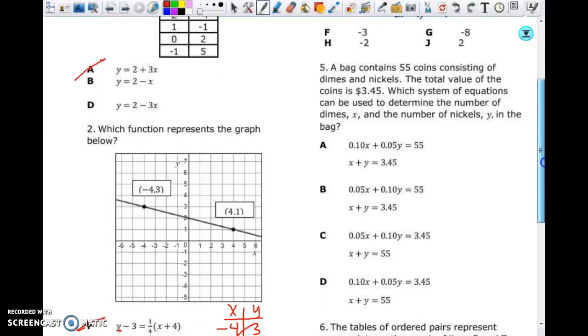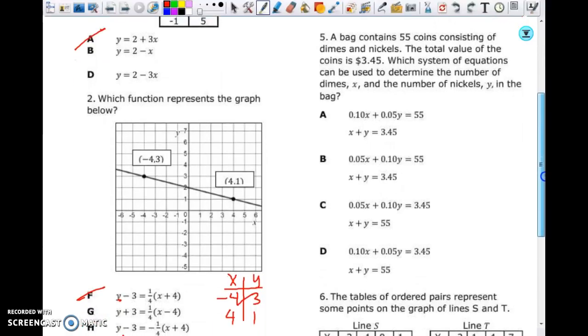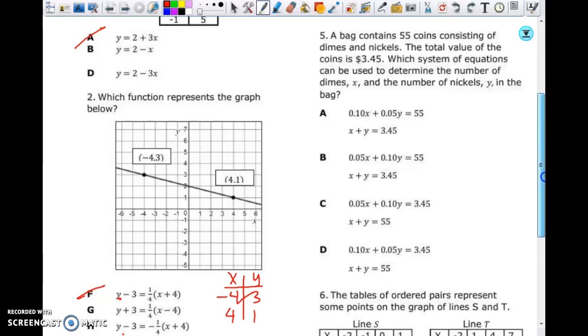For number 5, this is the word problem. Be careful with word problems. You want to make sure to match up all your numbers with all the right variables. So number 5, a bag contains 55 coins of dimes and nickels. The total value of the coins is 345. Which system of equations can be used to determine the number of dimes, x, and the number of nickels, y? So x is going to be dimes, y is going to be nickels.